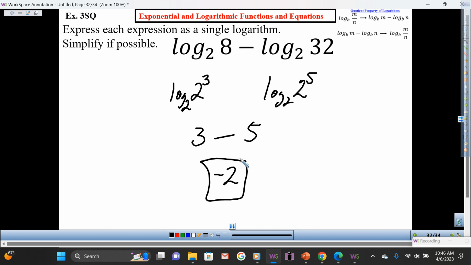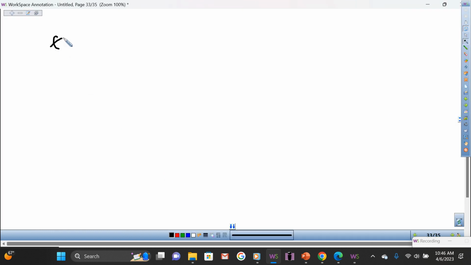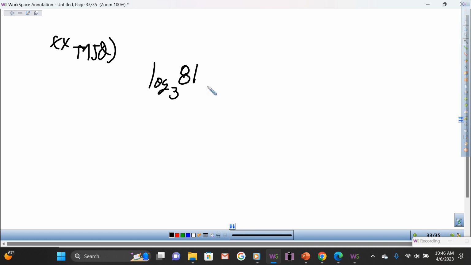All right, so how about I give you a challenge one, yeah? Yes. Here we go. Example, let's do MJQ. Let's do log 3 of 81 minus log 4 of 64 plus log 2 of 8. Go.